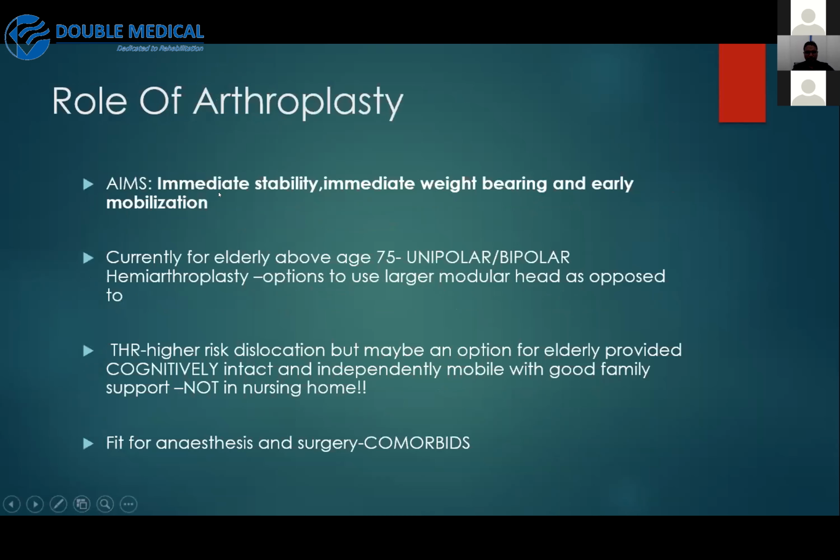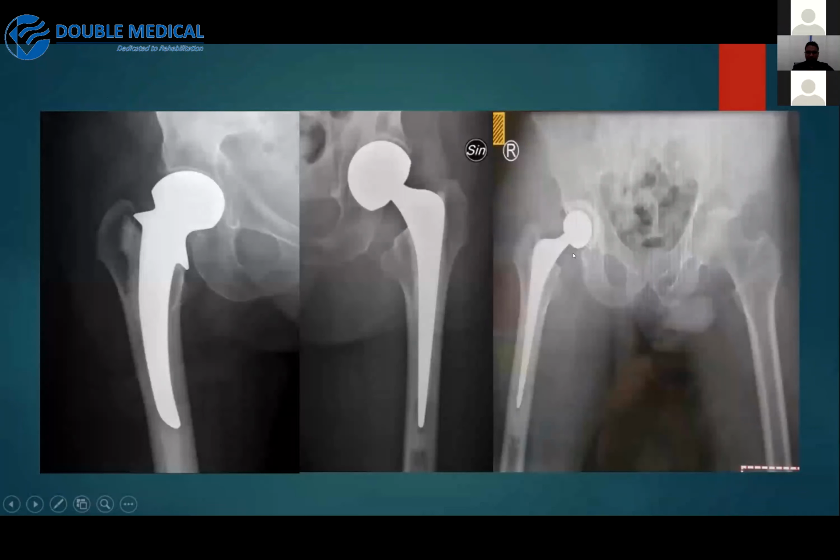Currently, for elderly above 75, unipolar or bipolar is a good option where you can use a larger modular head, as opposed to THR, which shows a higher risk of dislocation. But THR may be an option for the elderly, provided they are cognitively intact and independently mobile, with good family support, not in a nursing home, and fit for anesthesia and surgery in terms of comorbidities. So this is an example of a Thompson, this is a bipolar, and this is a total hip cemented in an elderly neck of femur fracture.